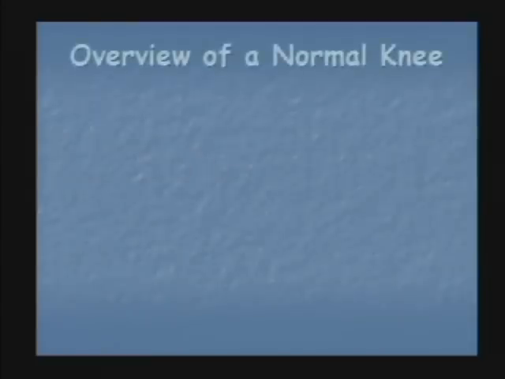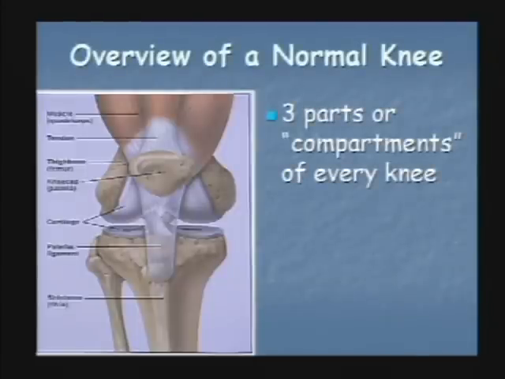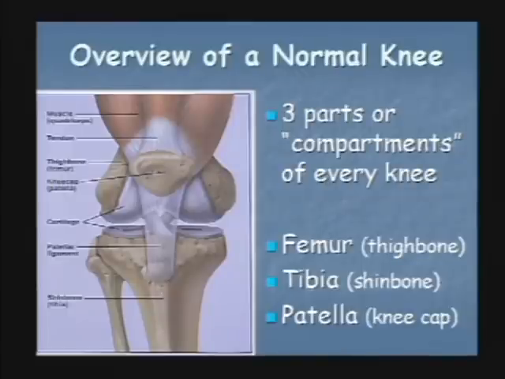Let's begin with an overview of the knee. The picture you see is of a normal knee joint. There are 3 compartments or parts of every knee. The knee consists of the femur or thigh bone, the tibia or shin bone, and the patella or kneecap. There is also cartilage, which is the precious material that covers the ends of bones and allows the joints to glide with virtually no friction.